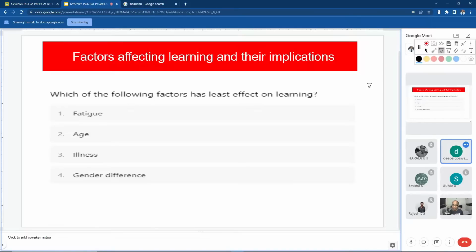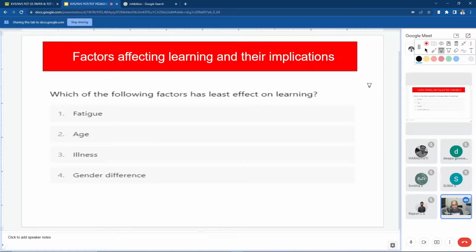Sir, fatigue. Which of the following factors has least effect on learning? What is fatigue? For example, you are all tired. I am also tired. So automatically the learning takes place less. Sometimes it doesn't take place. When the child is too tired, fatigued, exhausted, they won't learn.